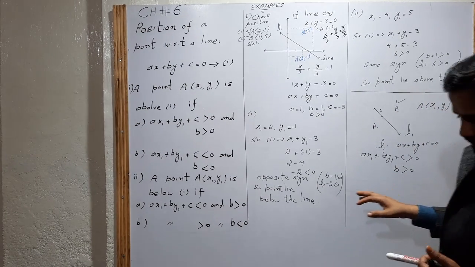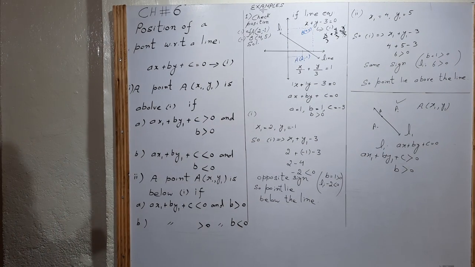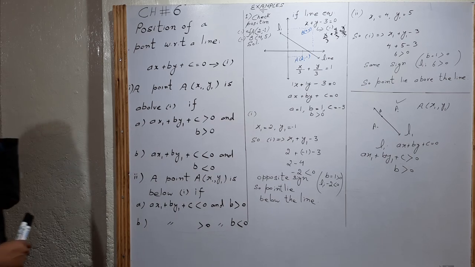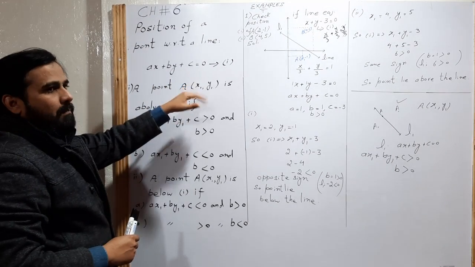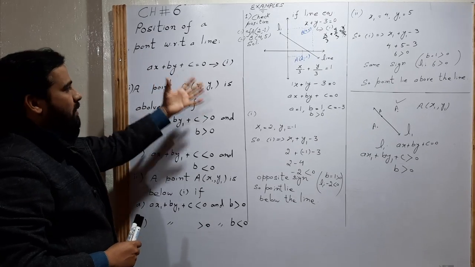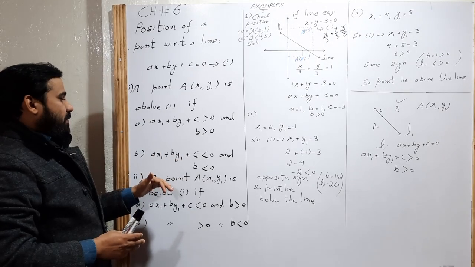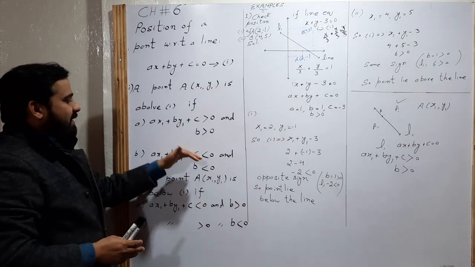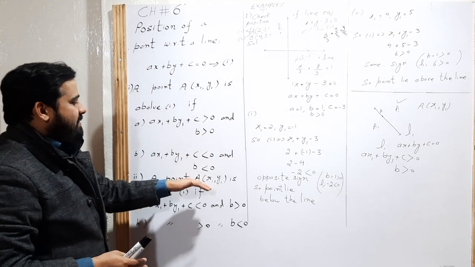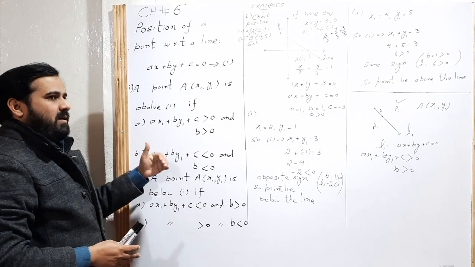So we summarize: if a point is given, how do we check whether the point lies above or below the line? If we replace the point in the line and get a positive result, and the B value is also positive, it means the same sign, so the point lies above the line. If we replace the point (x1, y1) and get a negative result, less than 0, and B is also less than 0, it also means the same sign, negative and negative. So in both cases the point lies above the line.